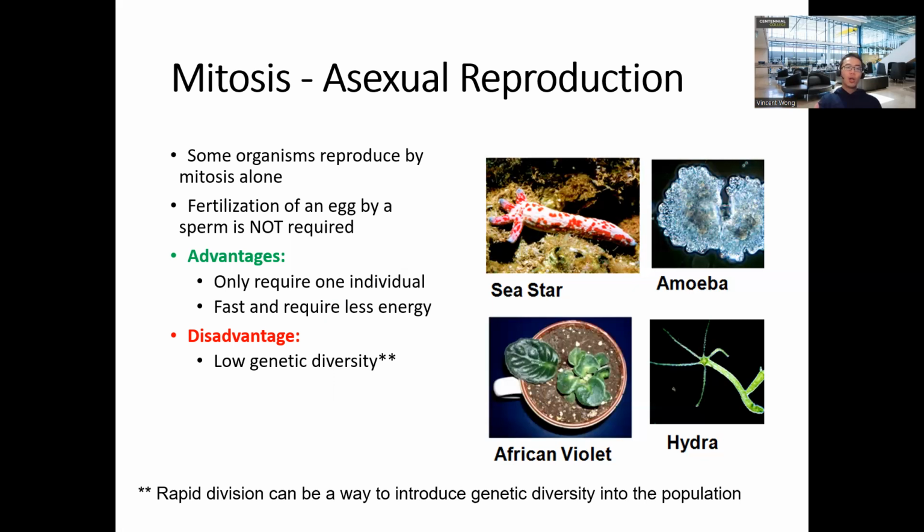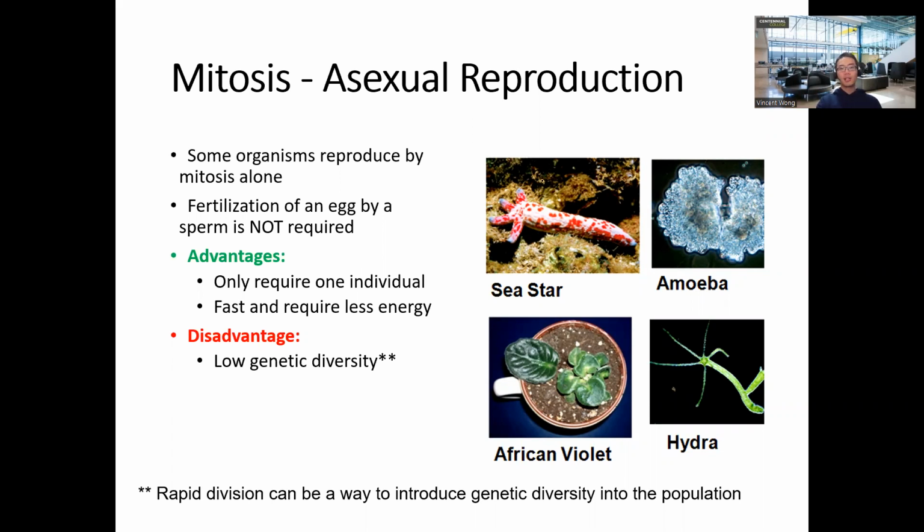So with very low genetic diversity, what happens is if there is some kind of environmental change that targets a particular set of genetic makeup, then you can wipe out the entire population very quickly. Let's just say, for the sake of argument, right?